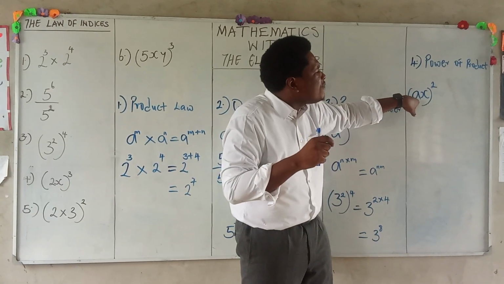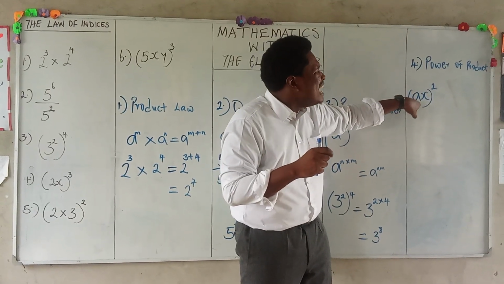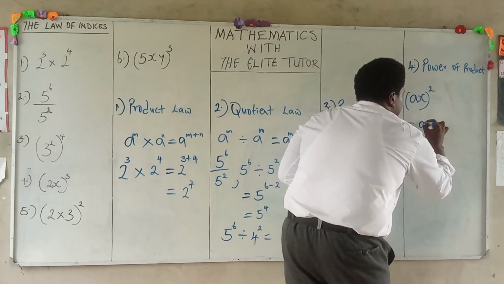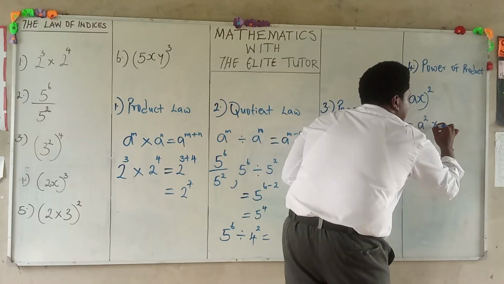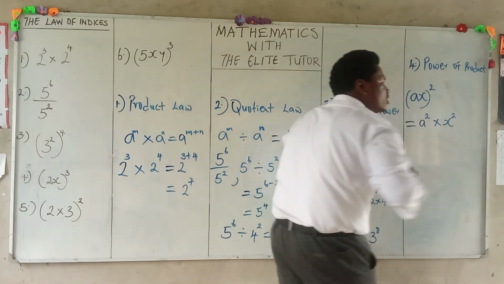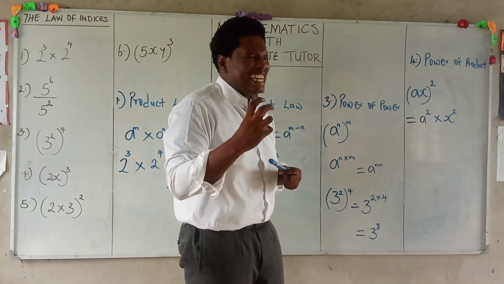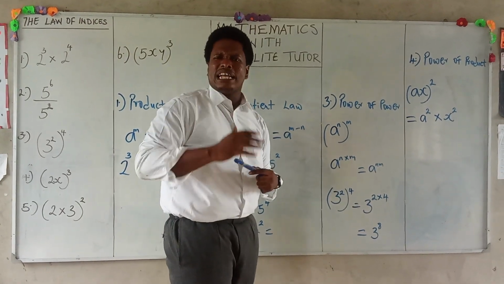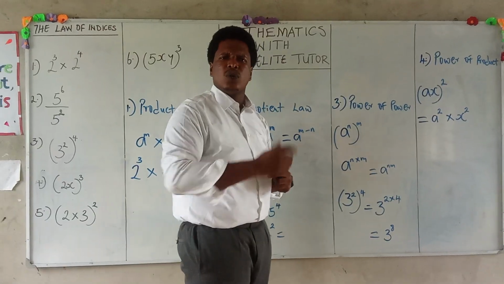We are simply saying that each of these factors, each of these numbers, is raised to this power. So this is equal to A raised to power 2 times X raised to power 2. That's what we mean by the power of product law. Now let's look at an example to back up this law.